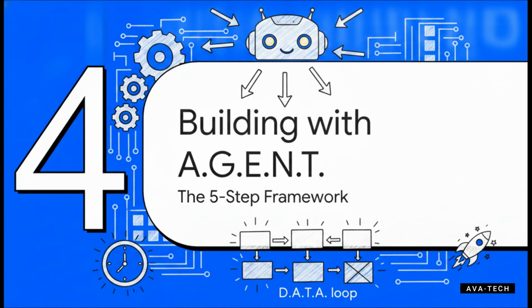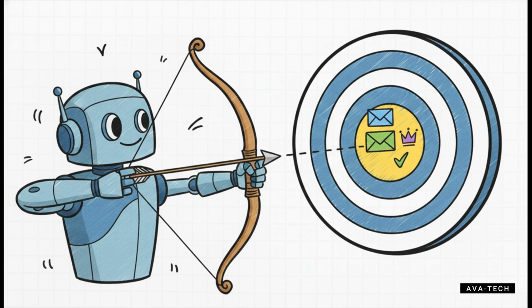Moving on to section 4, building with AGENT. So once a task passes the rule of R, we can start building the body around our DATA loop. And we do this using a super handy 5-step framework, conveniently spelled AGENT. The A stands for aim. You absolutely must define a specific outcome for the agent, starting with the why way before the how. You do this by creating a concrete definition of done.